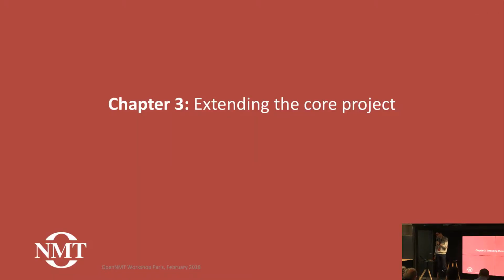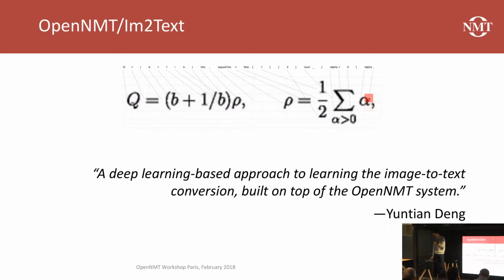The next chapter came quite quickly, is that we started extending the core project to other projects within the ecosystem. The first one was image to text that was developed by Yunzi and Deng. And I think there will be a presentation this afternoon, so stay tuned for that. So it's a deep learning based approach to learning image to text conversion built on top of OpenMT. So that's very interesting because it's using OpenMT for something very different than text translation.